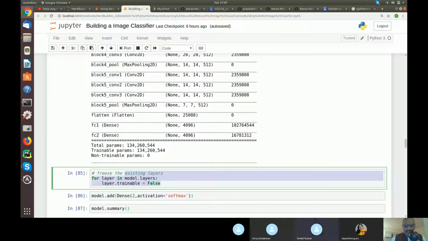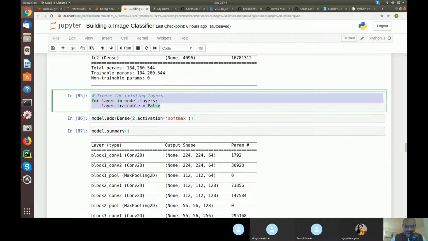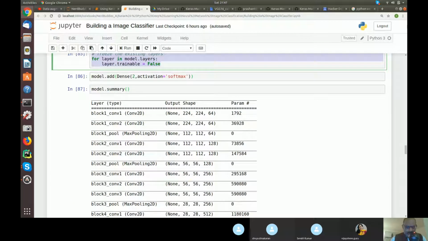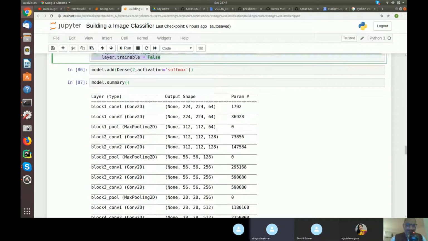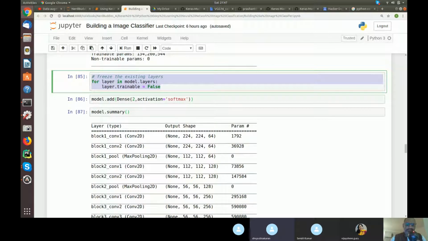So this is the part of the code that will allow you to do that. Does that sound okay? Yeah.